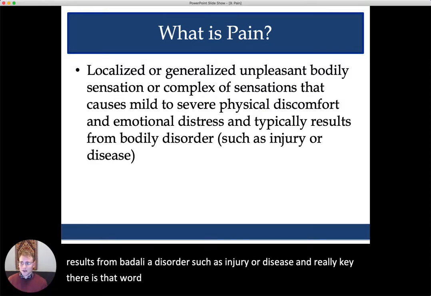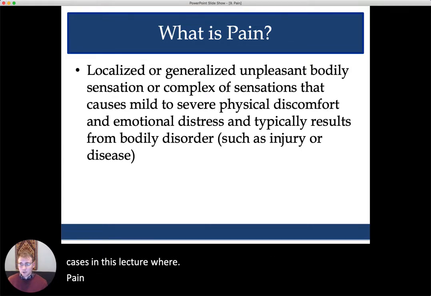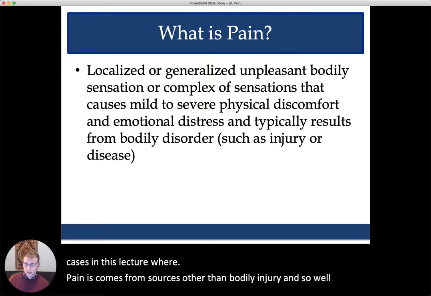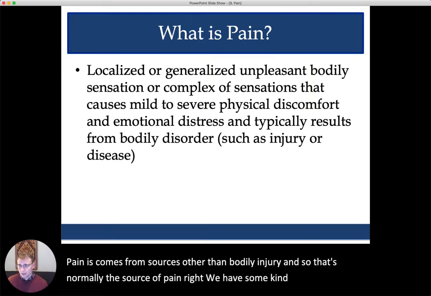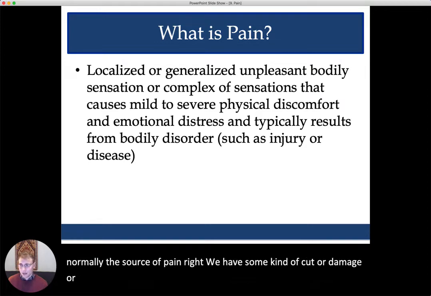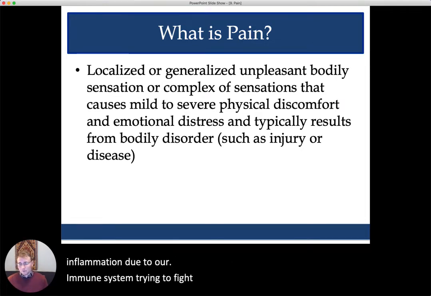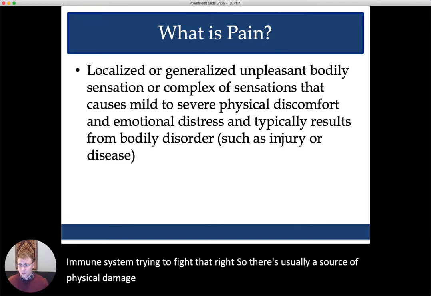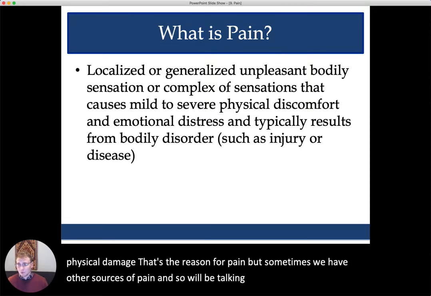We're going to talk a lot about some of the cases in this lecture where pain comes from sources other than bodily injury. And so while that's normally the source of pain, right, we have some kind of cut or damage or wound, burn to our body, or we're sick and there's inflammation due to our immune system trying to fight that, right? So there's usually a source of physical damage that's the reason for pain. But sometimes we have other sources of pain, and so we'll be talking about those as well as physical pain today.